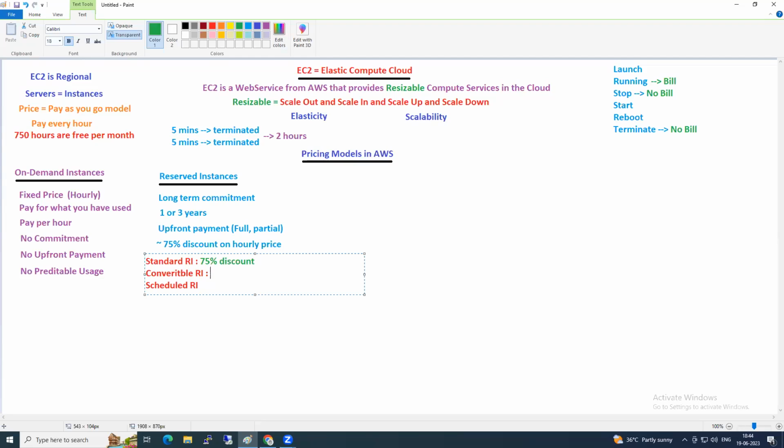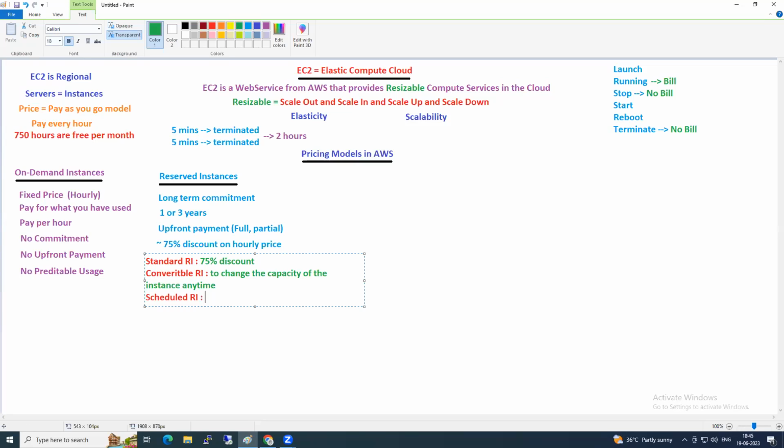Convertible RI means you can easily change the instance capacity. See here, let's say you went and reserved only 4 GB RAM for 1 year. Later you got a requirement: no, this 4 GB RAM was not sufficient, I want to increase to 8 GB RAM. If you have this kind of requirement, go for convertible RI, to change the capacity of the instance anytime.